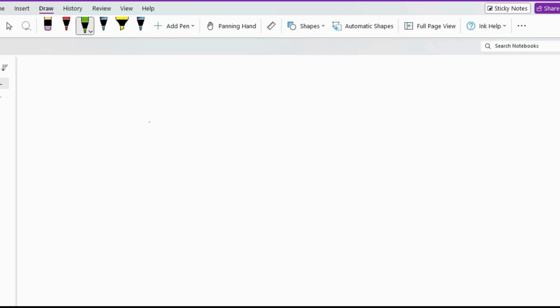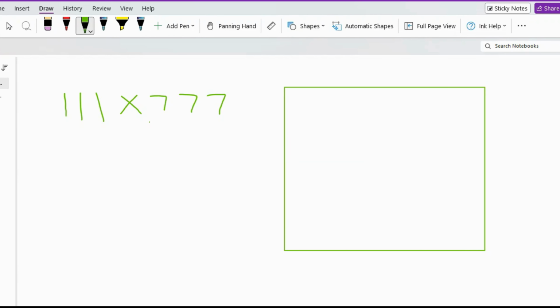So let's say we have the number 111, and we are multiplying it with 777. Let's see how we are going to do it. As we talked about in the previous video, it's the box method. So the first thing is you got to draw a box. And if you can see, there are 3 numbers, so this means that there are going to be 3 columns.